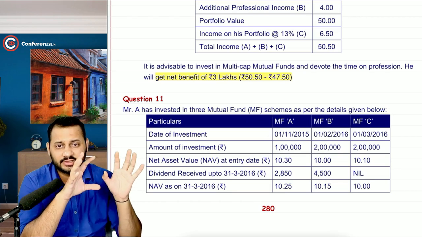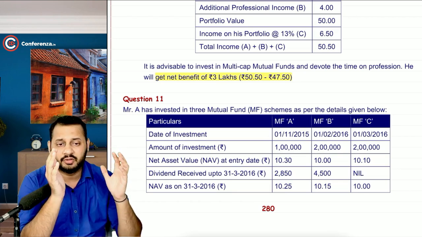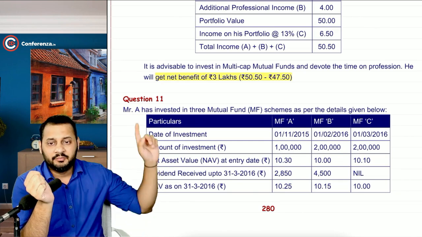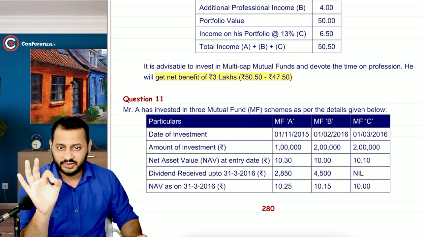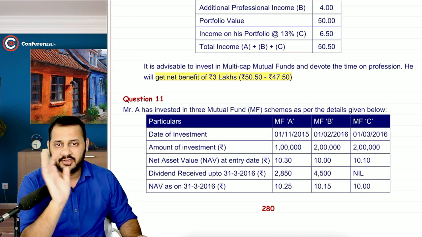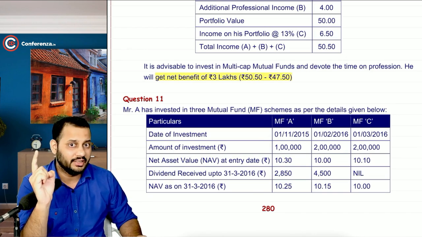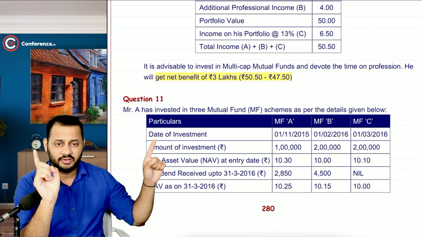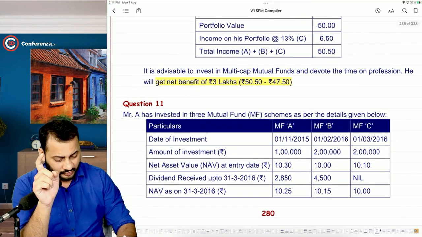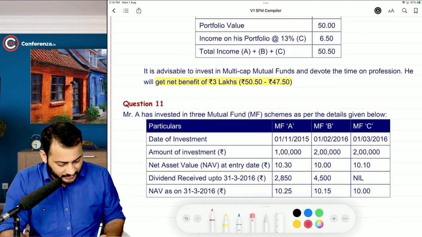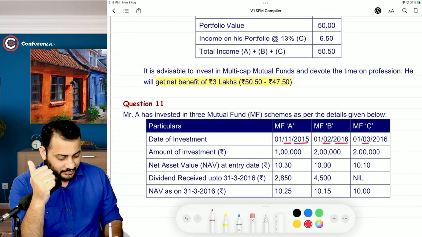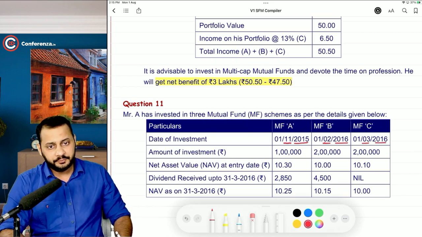Whatever I'm discussing in the first question, please focus carefully, because consider this as discussing 3 questions at a time. Mr. A has invested in 3 mutual fund schemes as per the details given below. One person, one investor, 3 different schemes. The date of investment is like this, and focus on the months here: November 2015, and that too the start of November, February 2016, March 2016.